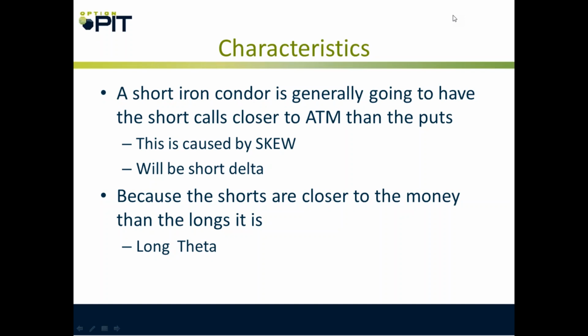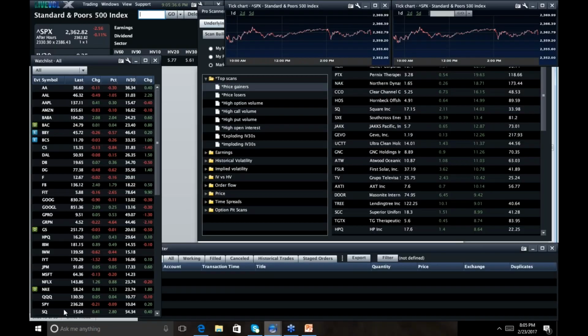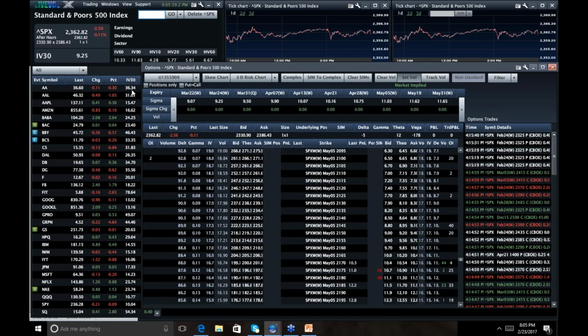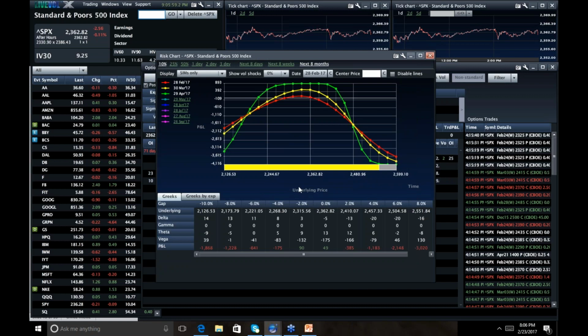All right, so if you look at my SPX here, my delta on my put spread is essentially 0. My delta on my call spread, though, is -1. That produces a delta that's slightly negative.